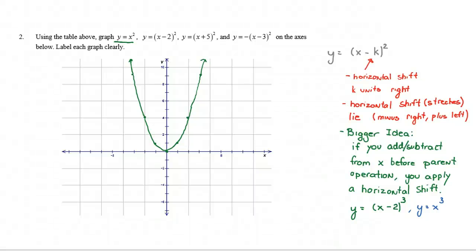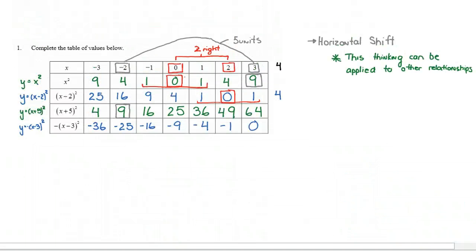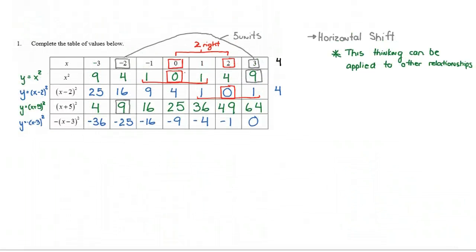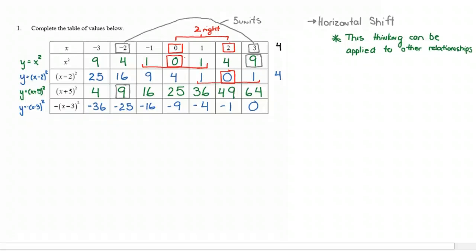Hello. In this video, we're going to take the graphs that we filled in a table of values for in our previous video and actually graph them. And remember, the idea is that we're talking about this thing called a parent function, or parent relationship, or parent graph. In our case, it's y equals x squared. And we want to see how we can apply some set of rules to graph relationships that are similar, relationships that share the same parent operation.